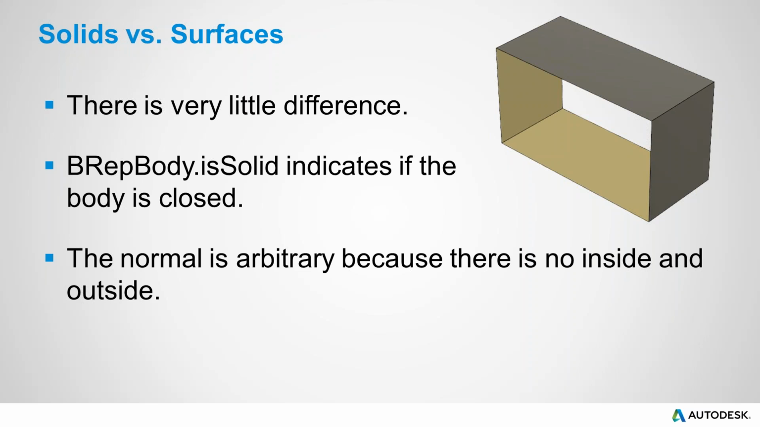Another difference of solids versus surfaces is a normal. A normal, given any point on a face, is a direction from that point that's perpendicular to the face, or we call it normal to the face at that location. And for a solid, if I do a normal calculation, the normal always points out of the solid, away from the volume of the solid. But if it's a surface, there is no inside. So the direction of a normal is really arbitrary.